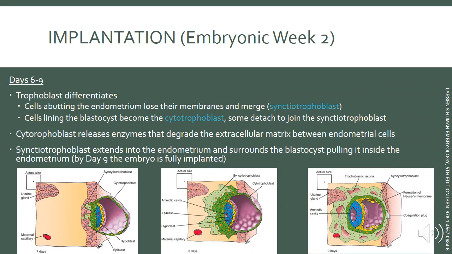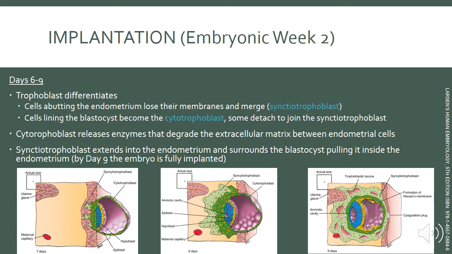In the second embryonic week, we get more progress with implantation. So between days 6 through 9, the trophoblast now starts to differentiate. Before, the cells were all the same, doing the same things, just in different places. But now they're starting to do different things. So the cells of the trophoblast that were up next to the endometrium, the uterine lining, start to lose their membranes, and they merge together to form this large mass of former cells with lots of nuclei in them called the syncytial trophoblast.